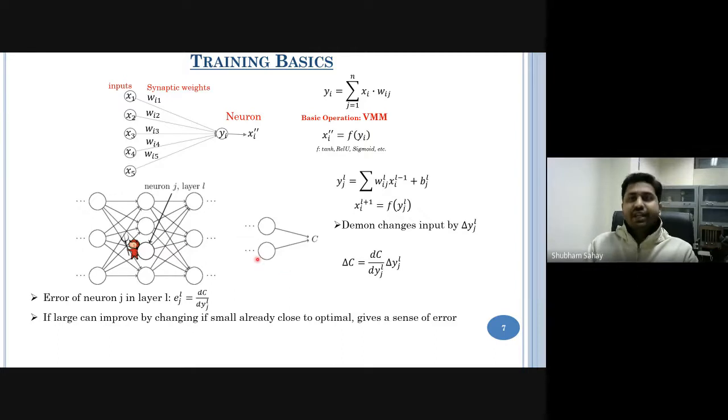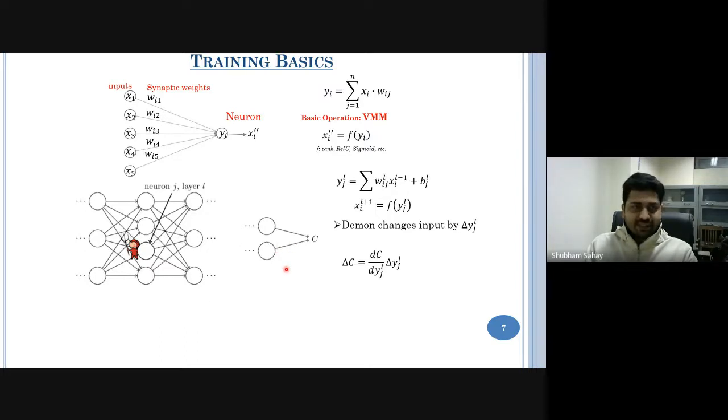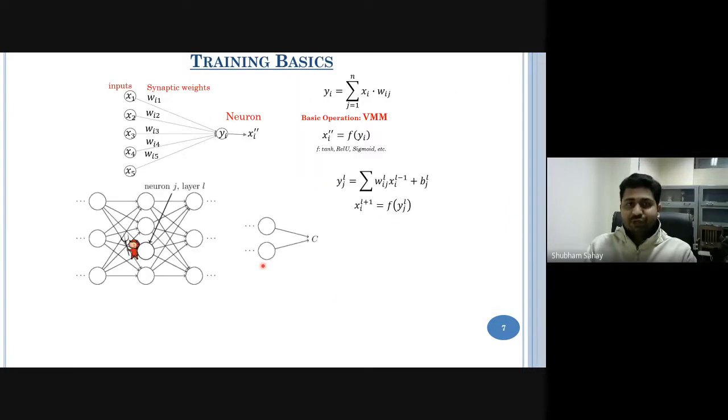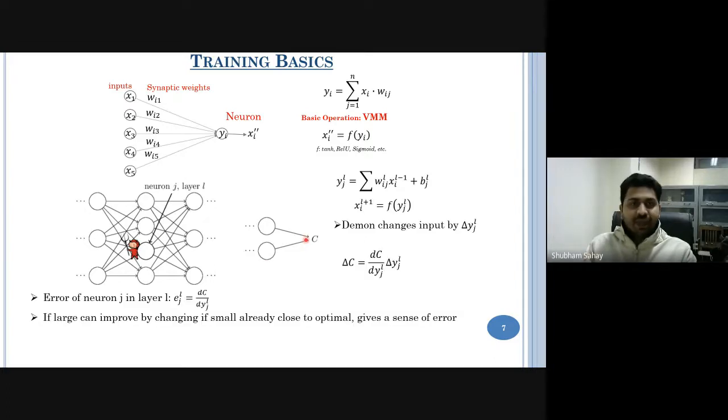So what we essentially do is we try to find out this error. And why do we try to find this error? Because as we discussed in the previous slide, we have to change the weight such that it is negative and proportional to the gradient of the cost with respect to the weight. The gradient with respect to the weight is somewhat difficult to find, but we have to find it because we have to tune those weights according to that, right?